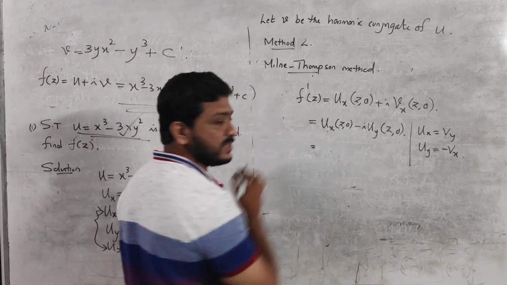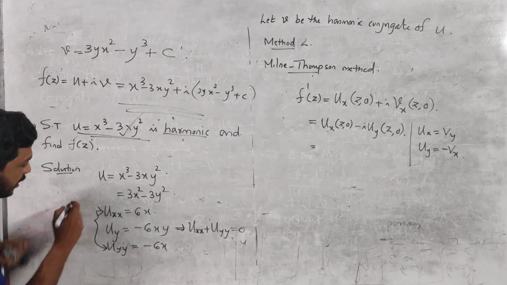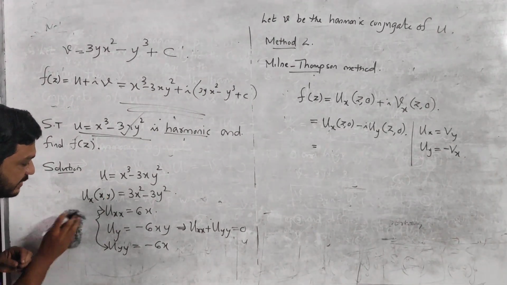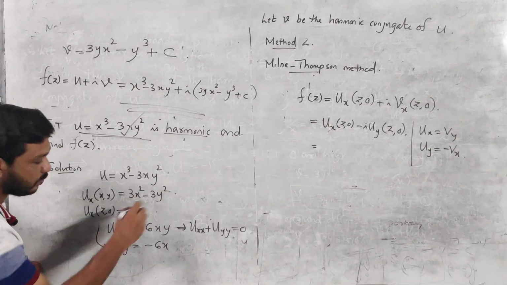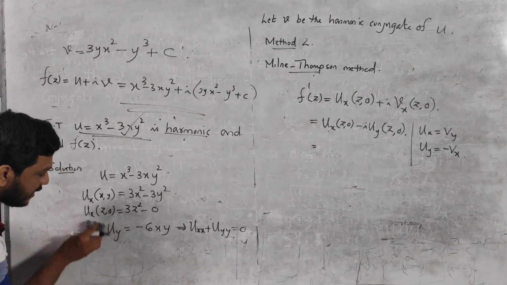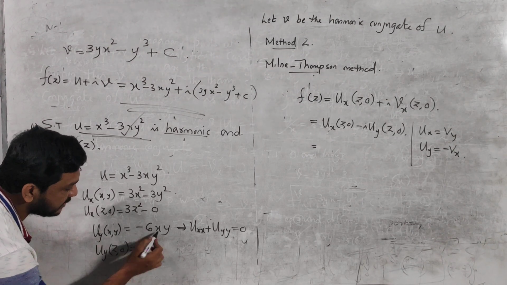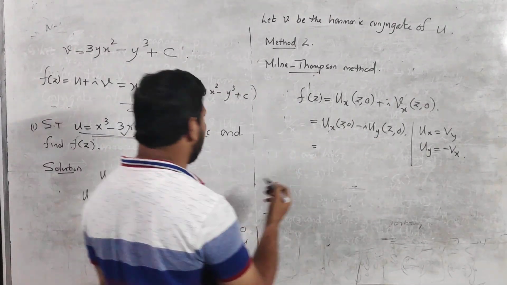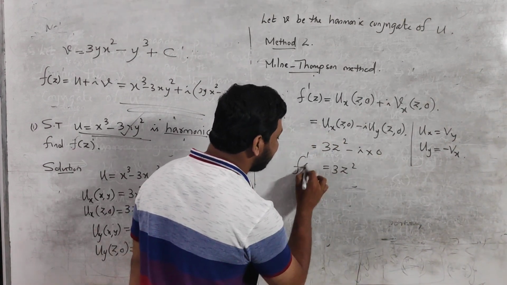So listen here, what is ux of z0? We know ux is 3x square minus y square, that is ux of xy. Then what about ux of z0? Just replacing x by z and y by 0, we get 3z square minus 0, correct? So ux of z0 is 3z square. In the same manner, they gave uy, which is uy of xy. Then what about uy of z0? Just replacing x by z and y by 0, it makes 0, correct? The next step is to write ux of z0 and uy of z0 in the formula. Here we get 3z square minus i into 0, which is simply 3z square. This is the derivative of your function.